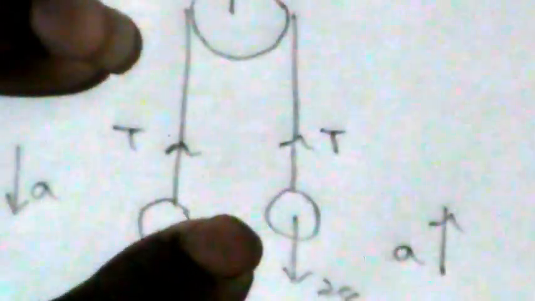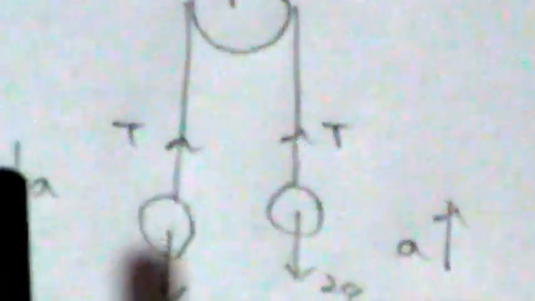Right, like this. So if this mass goes a distance of 10 meters downwards, then this mass should go 10 meters upwards, because regardless of the mass, the accelerations are the same. Initial velocity is 0, accelerations are the same, so the displacement should be the same as well. So if this mass goes 10 meters downwards, this mass will go 10 meters upwards.